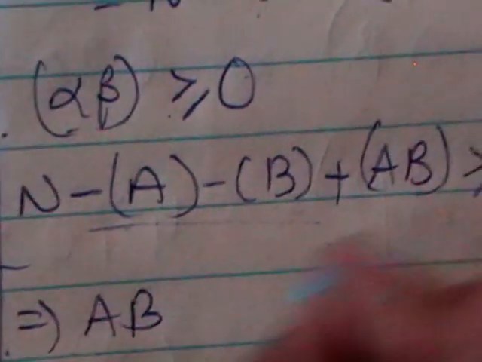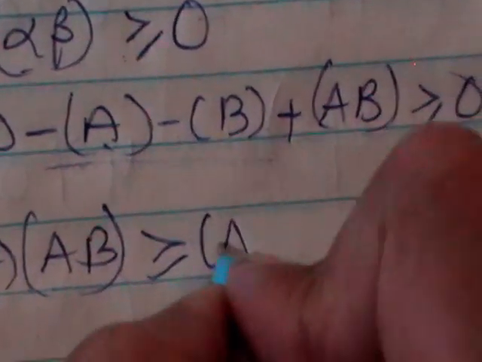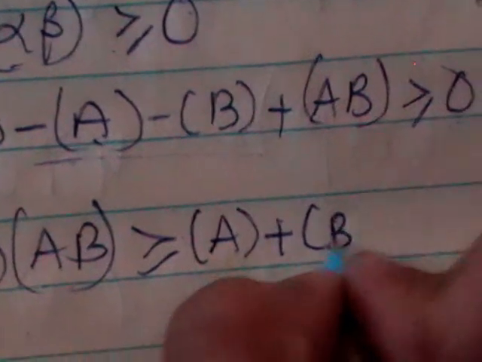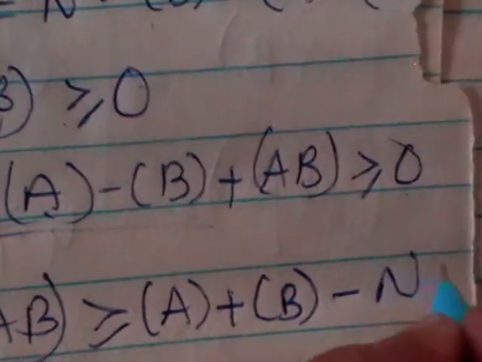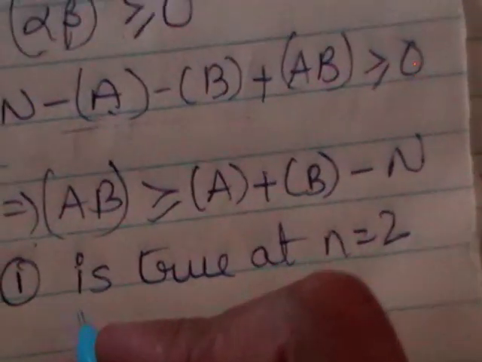you shift all these terms to the LHS. Bracket ab greater than or equal to, minus a becomes plus a, minus b becomes plus b, minus n. I think this is what we need to prove. So we can say that 1 is true at n is equal to 2. We have proved the given statement is true at n is equal to 2.